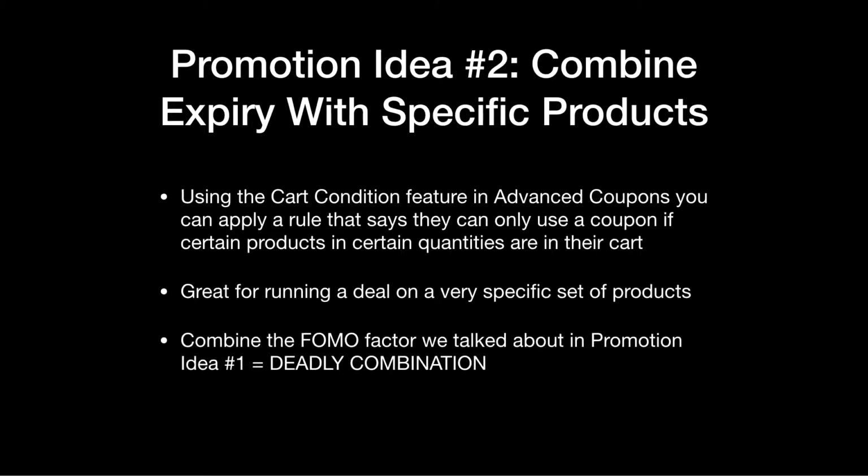So the second promotional idea is to combine the expiry with specific products. Now, you can use the cart condition feature in Advanced Coupons to apply a little rule that says they can only use that coupon if certain products or certain quantities are present in their cart. And this can be great for running a deal on a very specific set of products, or even just one product. Combine the FOMO factor we talked about in promotion idea number one with this, and you'll find that the deal has become time pressured and ultra specific, and that together equals a deadly combination.